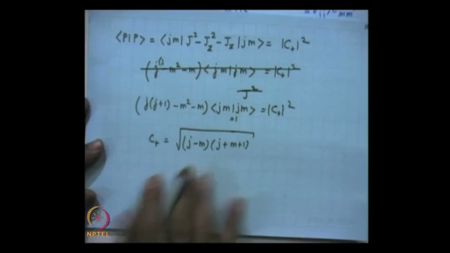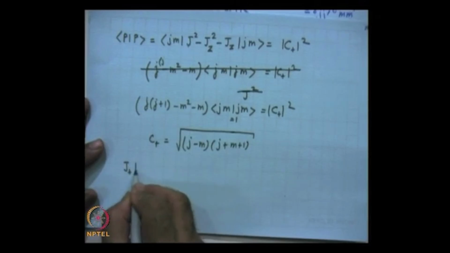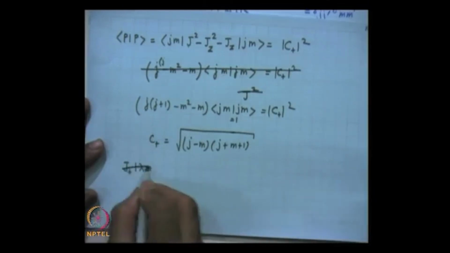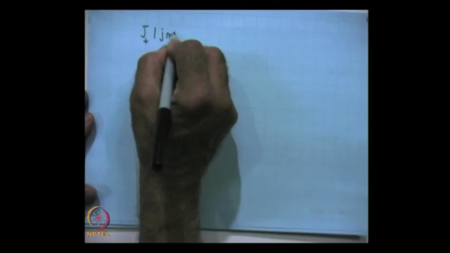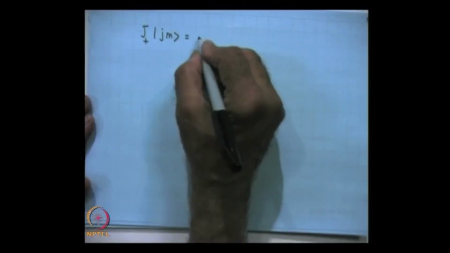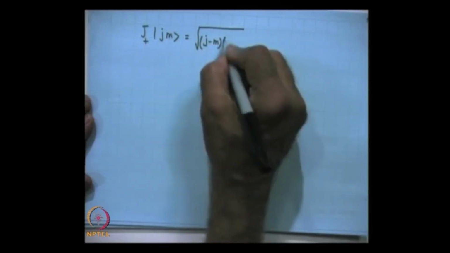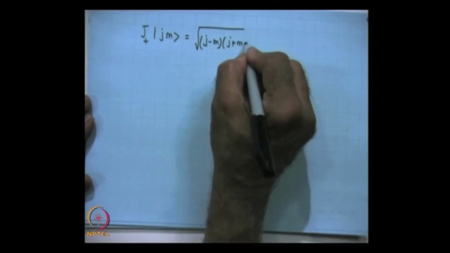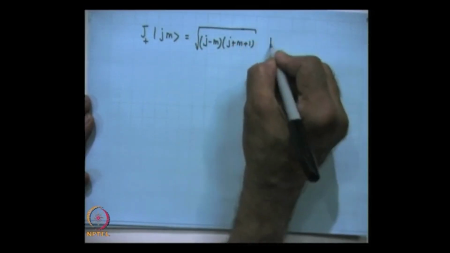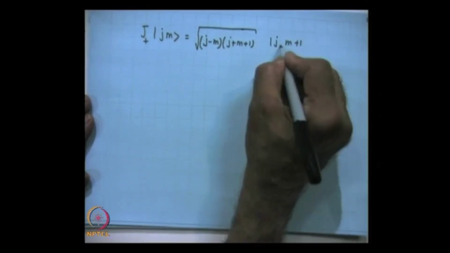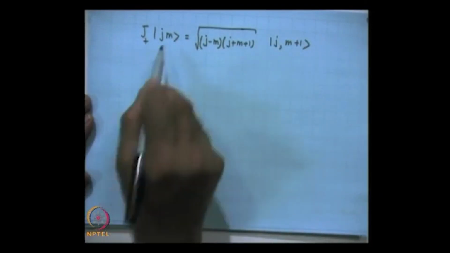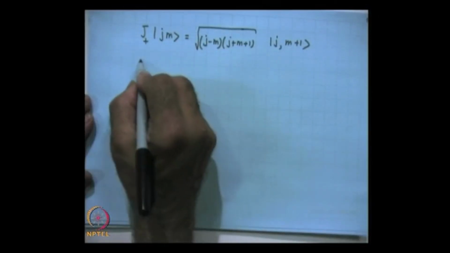So, therefore, j plus ket j m will be equal to c plus, and that is the square root of this, you have to remember, j minus m into j plus m plus 1, into ket j m plus 1. These are ladder operators; it raises the value of m to m plus 1.